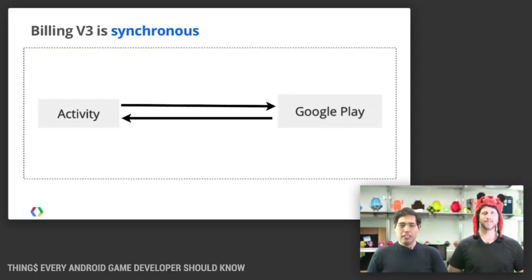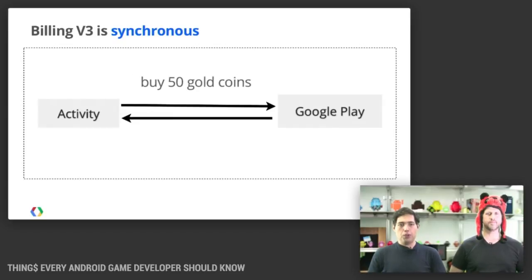It's much simpler, right? So the main improvement in V3 is that API calls are now synchronous. So this means that your application can get a response right away. And it's much more straightforward to think about too. For instance, if you want to buy something like 50 gold coins, all you have to do is make a request that looks something like buy 50 gold coins. And guess what? If the purchase is OK, the API is going to return something that's pretty simple, like say, OK.